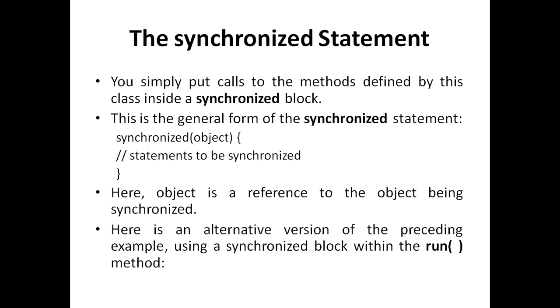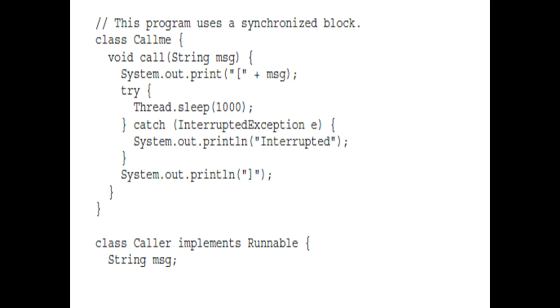So the next one we have is the synchronized statement. You simply put calls to the methods defined by this class inside a synchronized block. So here, instead of making the whole method synchronized, you can just add one synchronized block. To that synchronized block, we need to pass an object, that is, the object on which you need to call this synchronized block. That object is a reference to the object being synchronized. So here we'll see the example of a synchronized block, that is, the synchronized statement.